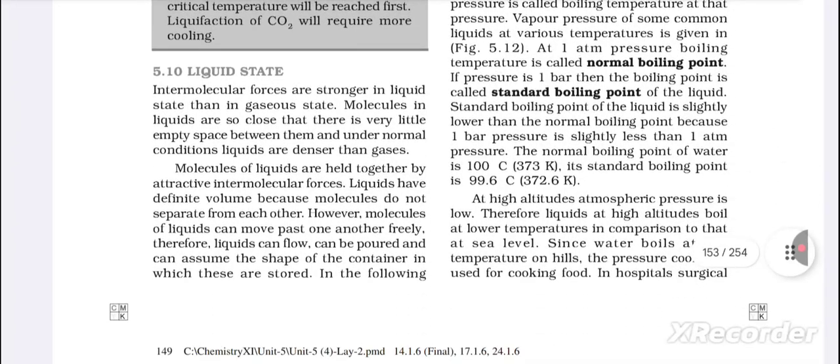Liquid state. Intermolecular forces are stronger in liquid state than in gaseous state. Molecules in liquid are so close that there is very little empty space between them, and under normal conditions liquids are denser than gases. Molecules of liquids are held together by attractive intermolecular forces. Liquids have definite volume because molecules don't separate from each other. However, molecules of liquid can move past one another freely. Therefore, liquids can be poured and assume the shape of the container in which they are stored.